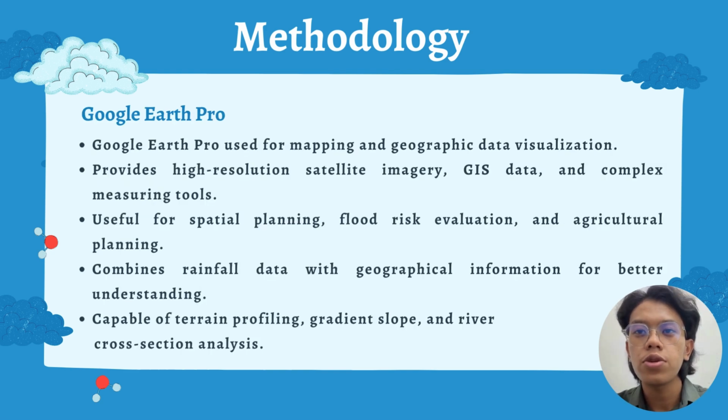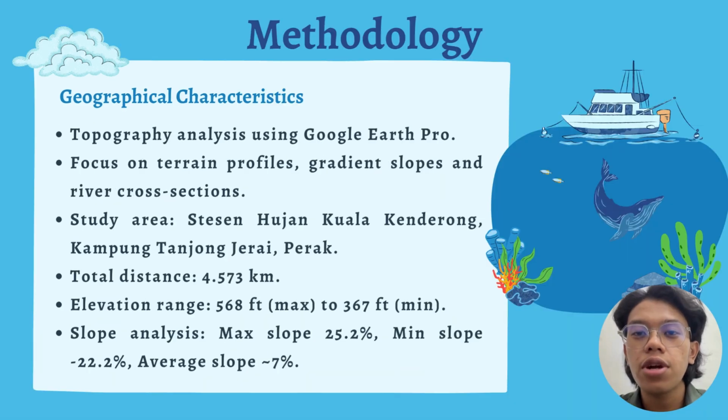So the next one is Google Earth Pro. Google Earth Pro is a powerful tool for spatial planning and analysis, offering high resolution satellite imagery, historical imagery, and advanced GIS data capabilities. In our study, we use Google Earth Pro to map the rainfall data and visualize the impact on specific regions. Last one is geographical characteristic. Using Google Earth Pro, we analyze the terrain profile, gradient slope, and the cross-section of the river at Stesen Hujan Kuala Kenderong, Kampung Tanjung Jerai, Perak.